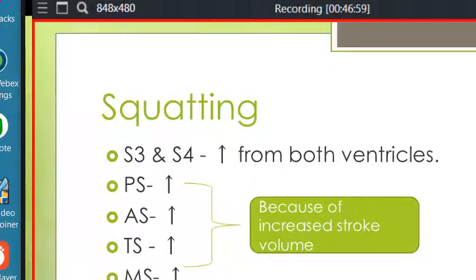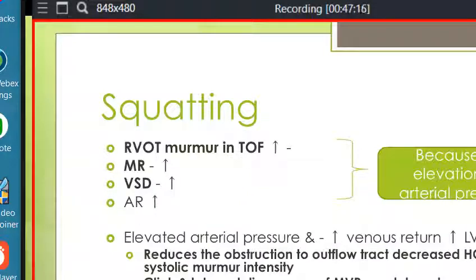The third heart sound and fourth heart sound from both ventricles are increased in intensity. The pulmonic stenotic murmur is increased. The aortic stenotic murmur is increased in intensity. The tricuspid stenotic and mitral stenotic murmurs increase, all because of increased stroke volume which happens during squatting. Similarly, squatting is a compensatory mechanism in tetralogy of Fallot. So what happens in squatting in a Fallot RVOT murmur?